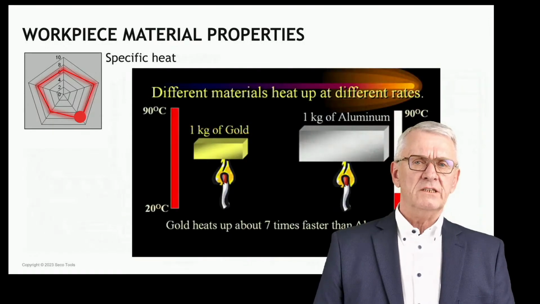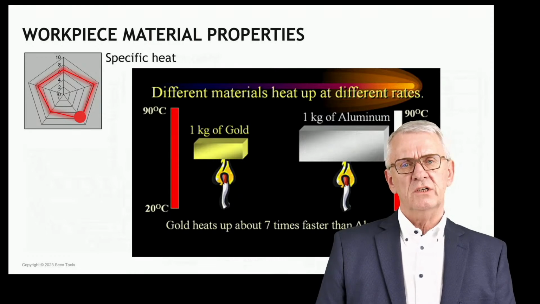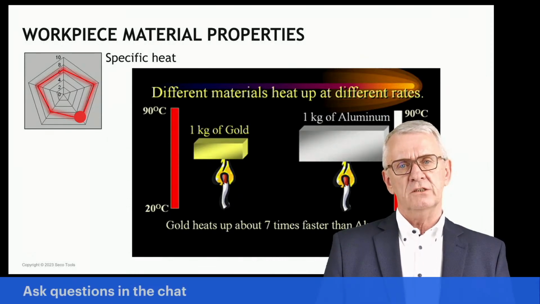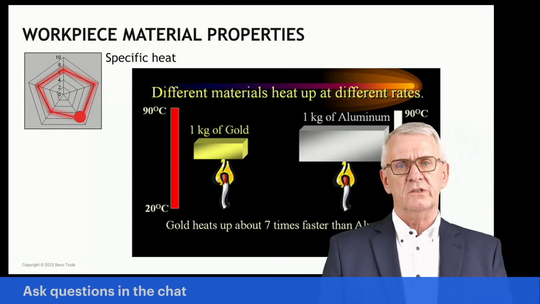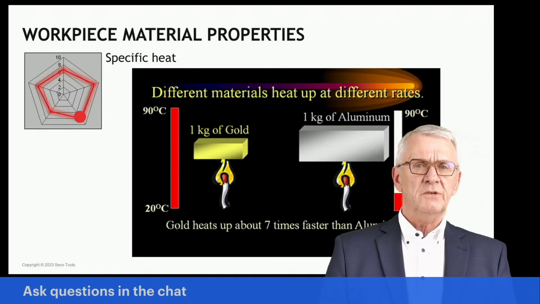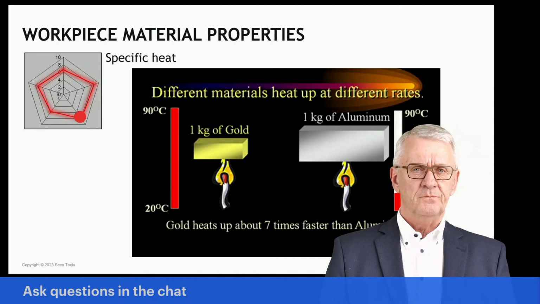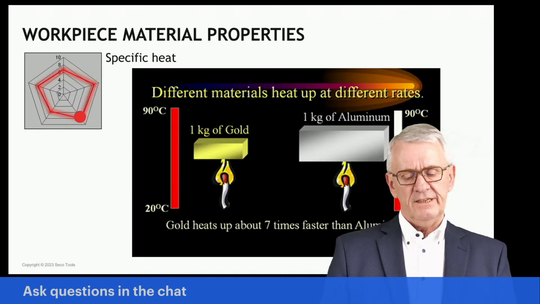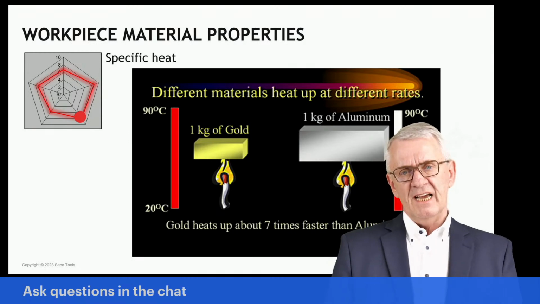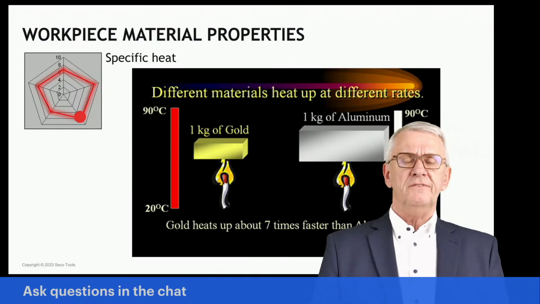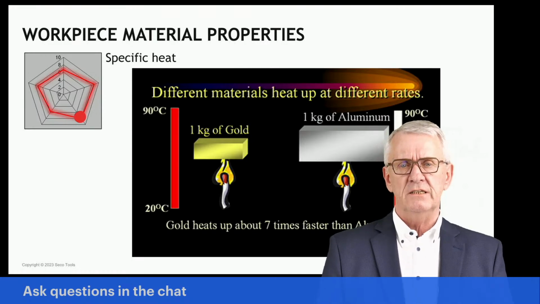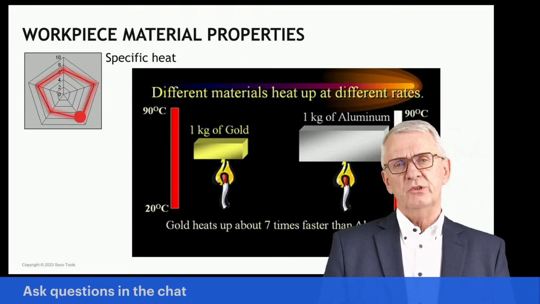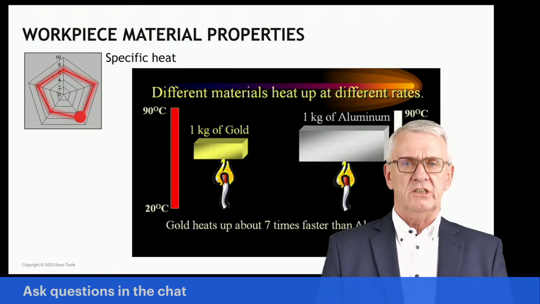So tool wear, tool life is very strongly depending on thermal conductivities of the materials which you machine. Another thermal property related to this is what is called the specific heat. Now, what is specific heat? Again, it's a physical property, and it indicates the amount of energy, the amount of heat, which is needed to increase the temperature in a material by 1 degree Celsius.